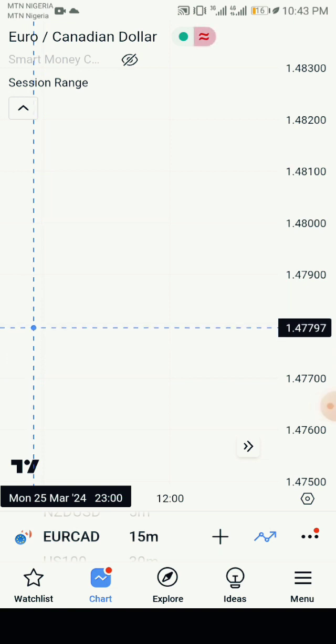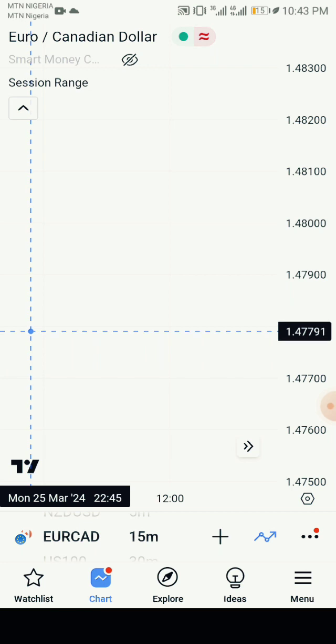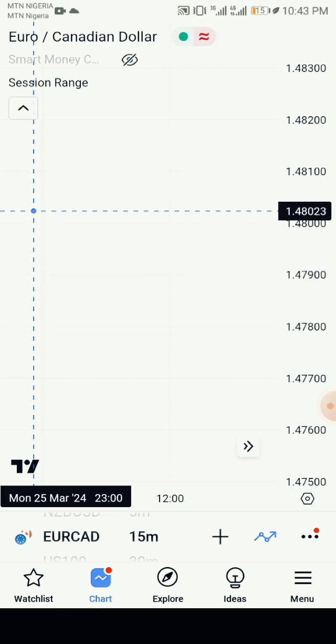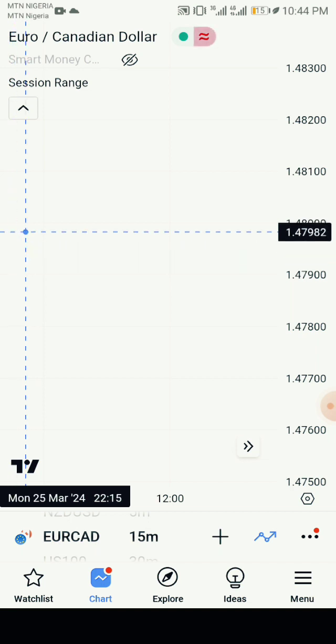Now we are going to be discussing a high probability setup, and the high probability setup that we are going to be talking about here is the Quasimodo reversal setup, right? So Quasimodo reversal, simply for me, is a failed order block. A failed order block. That's how I define it. I don't want to complicate it. For me, I see it as a failed order block, right? That's how I see it. Now, other people may say it's this or that, but I just see it as a failed order block. Let me show you what I mean, right?